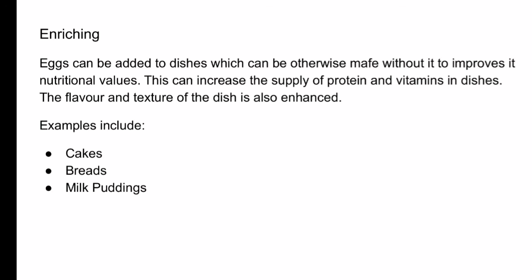And finally, eggs may be used to enrich dishes, meaning that it can be added to dishes to increase or improve the nutritive value of the dish. And it can improve the nutritive value by giving an extra supply of protein, vitamins, and minerals to the dishes. And also, it can be used to improve the flavor and texture of the dish. Now, examples where eggs may be used as an enriching agent include cakes, breads, milk puddings, etc.